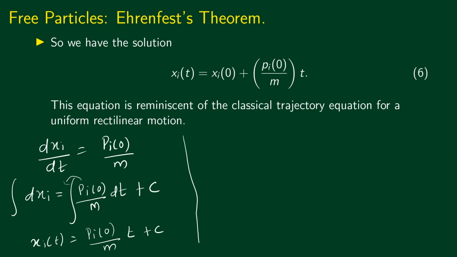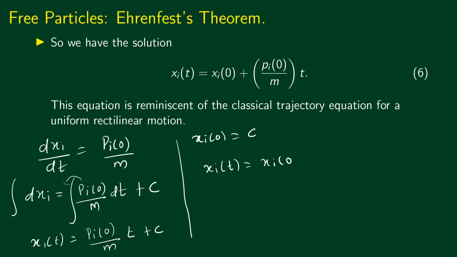Now we see that this constant of integration is the value of the operator at time t equal to 0. To see this, you just put t equal to 0 here. You get xi of 0 equal to c. Which means that the constant of integration here is actually the position operator at time t equal to 0. So finally, you can write the solution: xi of t equal to xi of 0 plus pi of 0 divided by m multiplied by t.